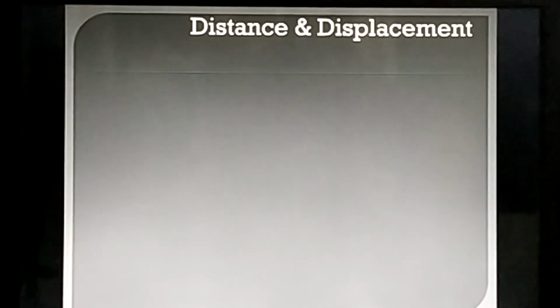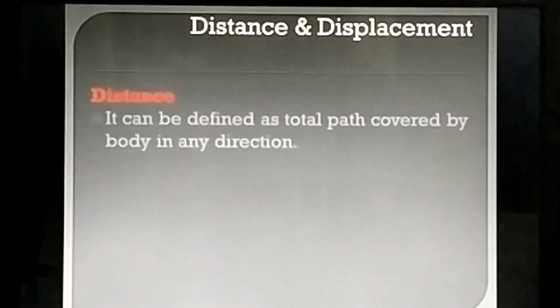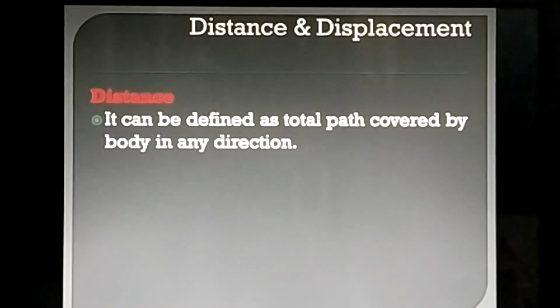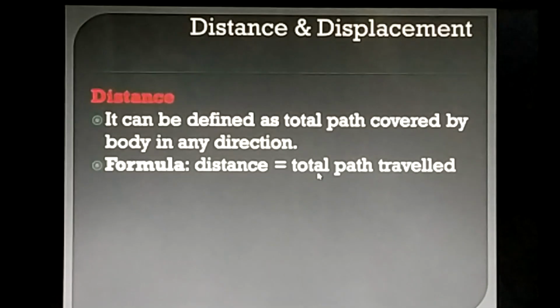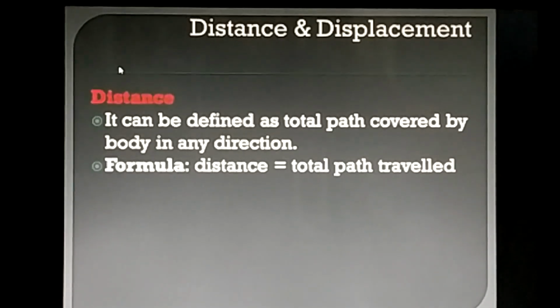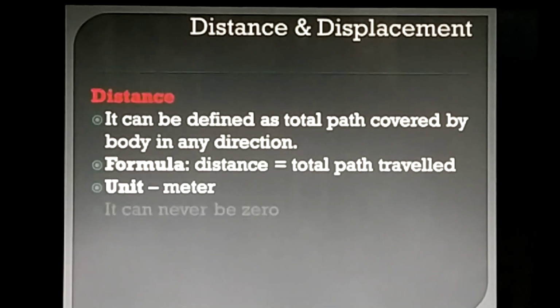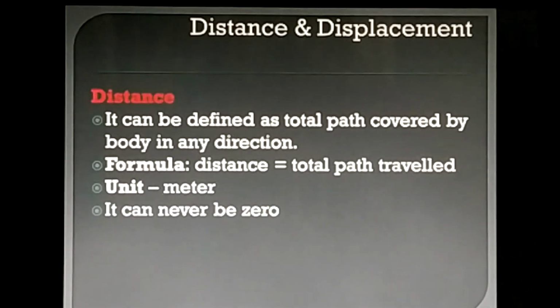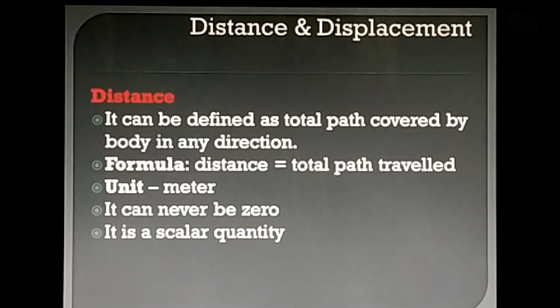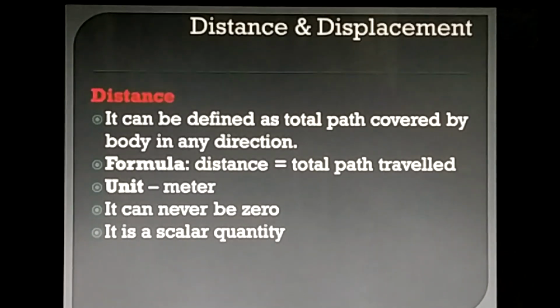Now the next topic is distance and displacement. Distance is defined as the total path covered by the body in any direction. कि total path body ने कितना cover करा, that is known as the distance. Its formula: distance is equal to the total path covered or traveled by the body. Its unit is meter and it can never be zero, कभी भी zero नहीं होता है. Remember this. It is a scalar quantity because it gives only the magnitude, only the number values.